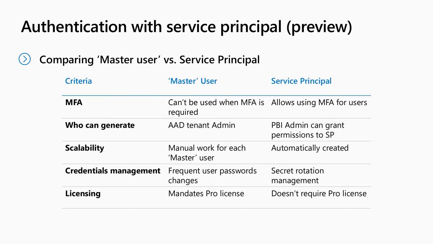And like I said before, for credential management, master user is password-based, and service principal is secret-based. So you need a secret rotation instead of password changes, which is more secure. And for licensing, master user must have a Power BI Pro license, which costs money. It's about $10 per month. And a service principal does not require any license, so it's free.